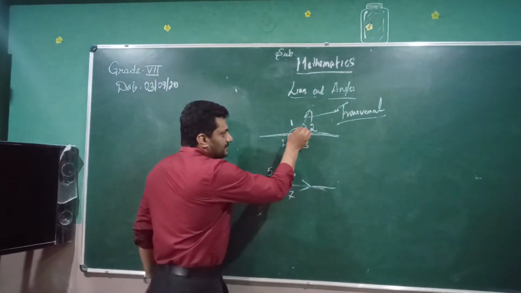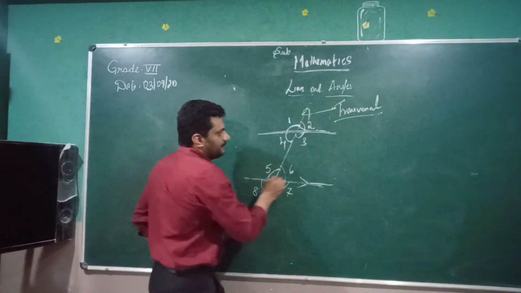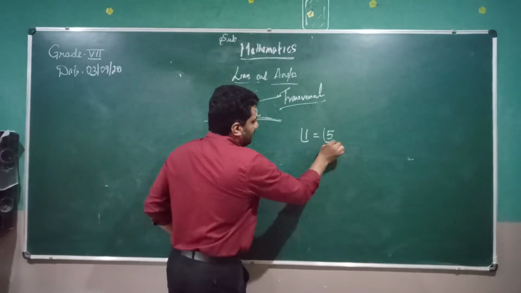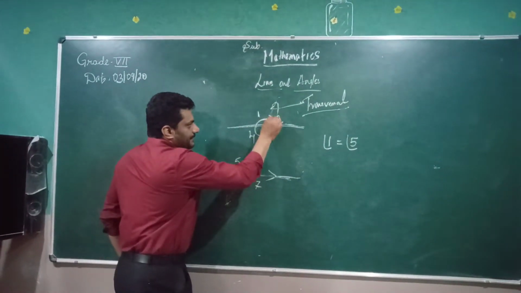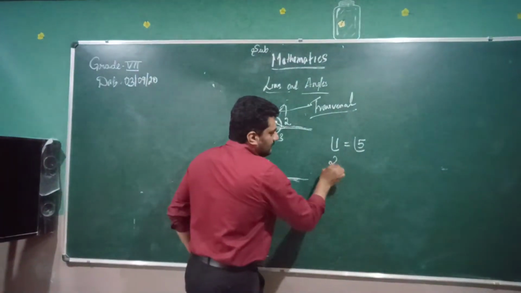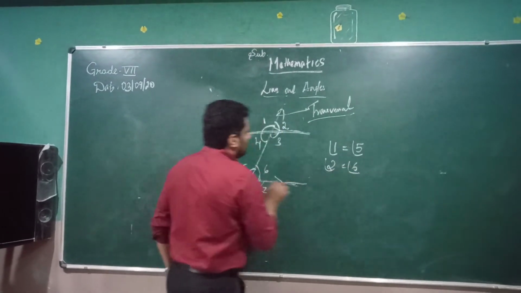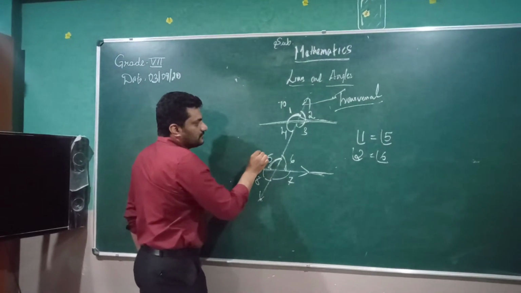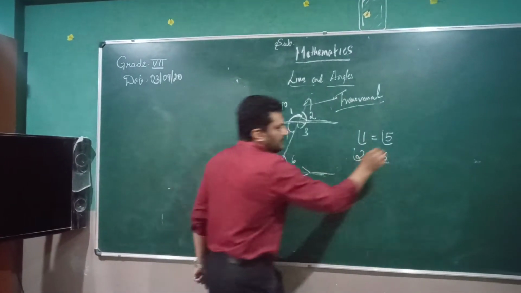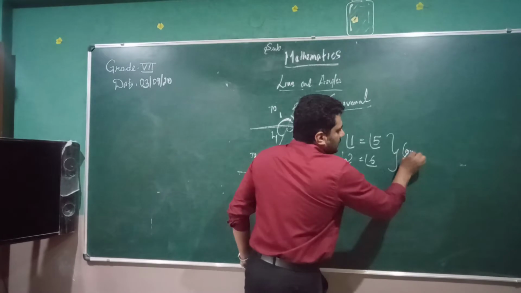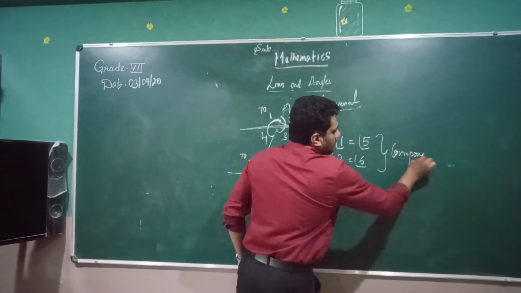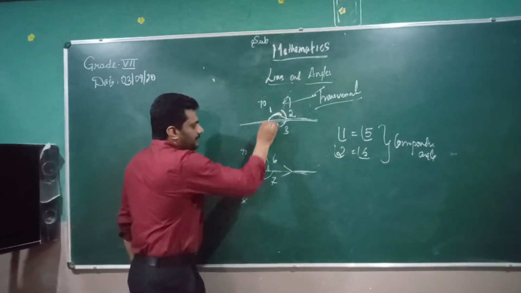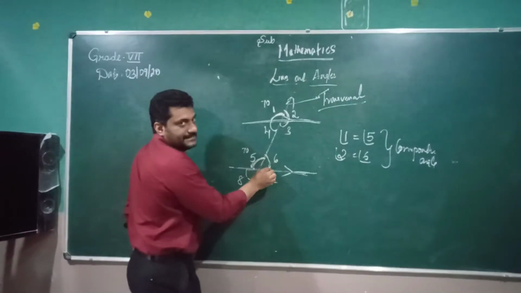Now, angle 1 and angle 5: angle 1 is always equal to angle 5. Similarly, angle 2 and angle 6. If I tell you this is 70 degrees, angle 5 will also be 70 degrees. Why? Because these are called corresponding angles. Okay, 1, 5, 2, 6.